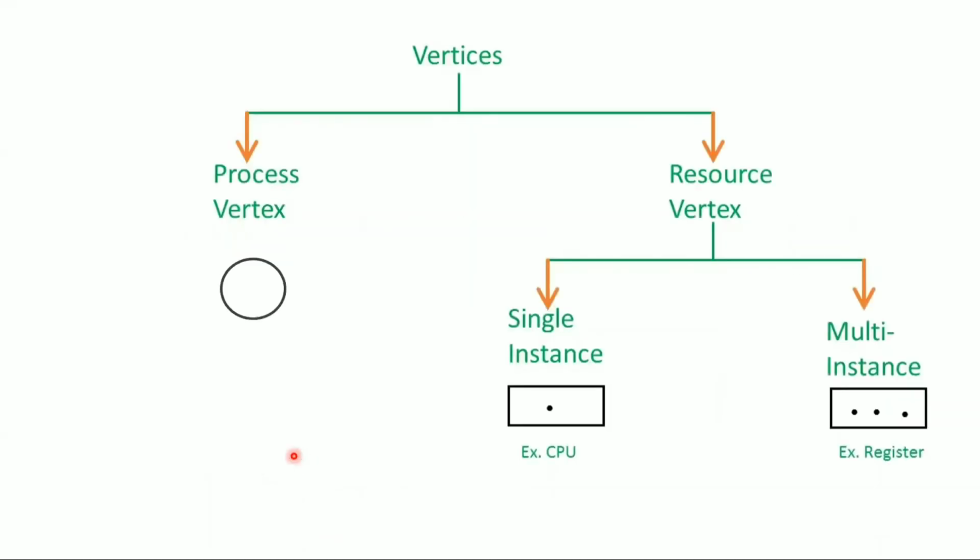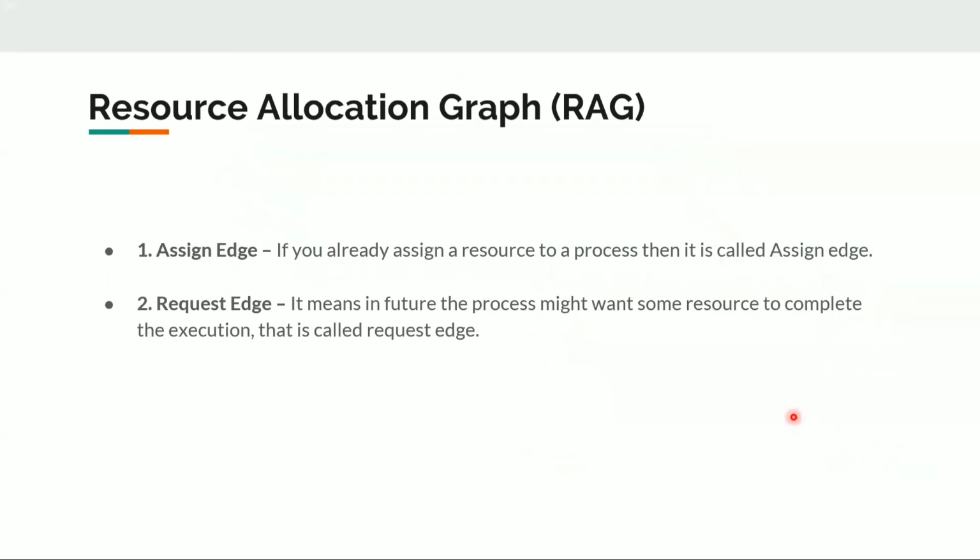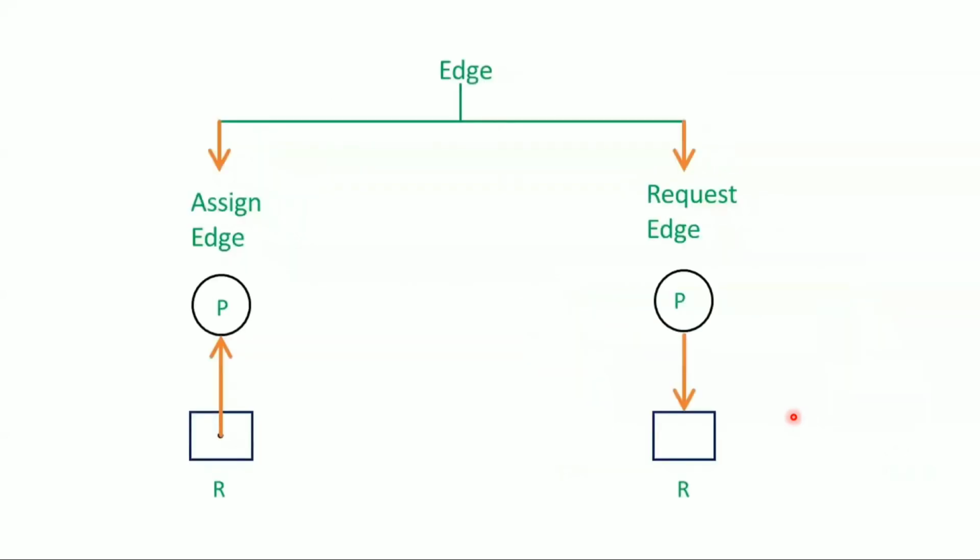So this is how it is represented: the process vertex is represented by a circle, and the resource vertex is represented by a rectangle. A single dot means we have a single instance, and multiple dots mean we have multiple instances of that particular resource in our system.